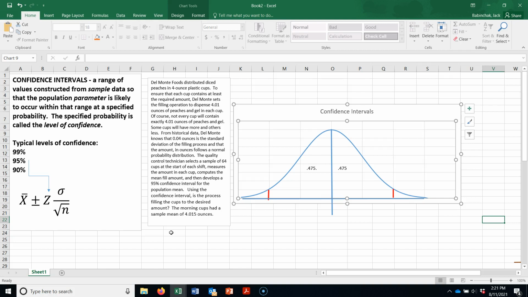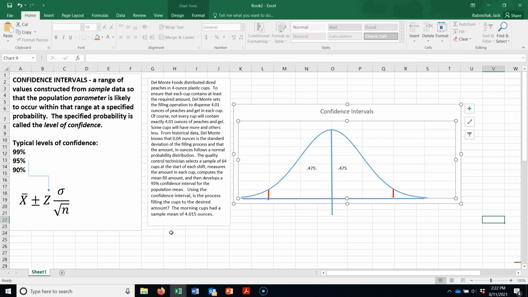So Del Monte Foods, which you're probably all familiar with, distributes diced peaches in 4-ounce plastic cups. They're delicious. I eat them and my son eats them. To ensure that each cup contains at least the required amount, Del Monte sets the filling operation to dispense 4.01 ounces of peaches in gel in each cup. And that makes sense, right? They don't want to give the customer less than 4 ounces.